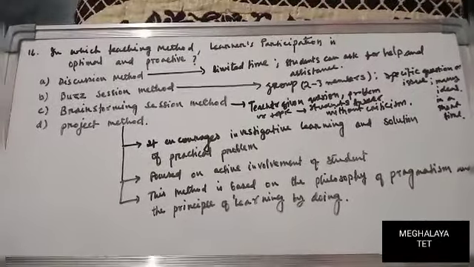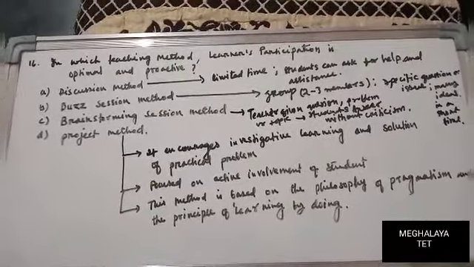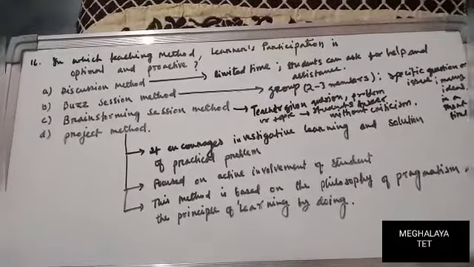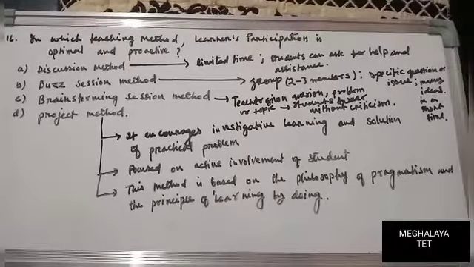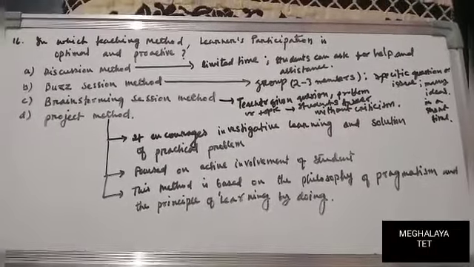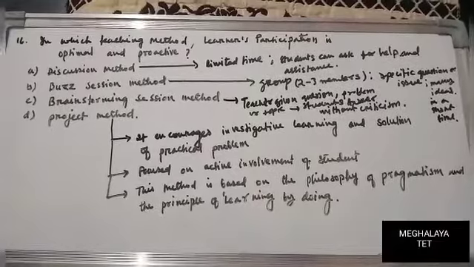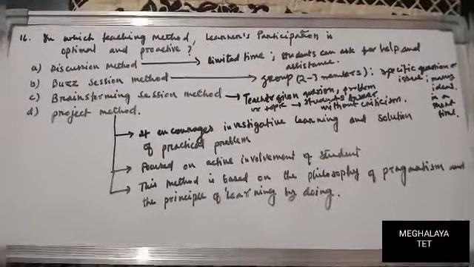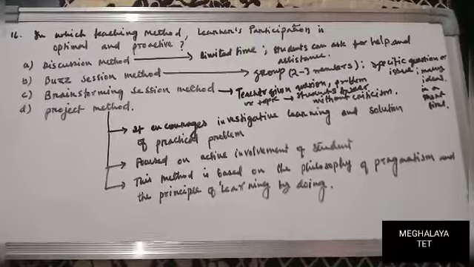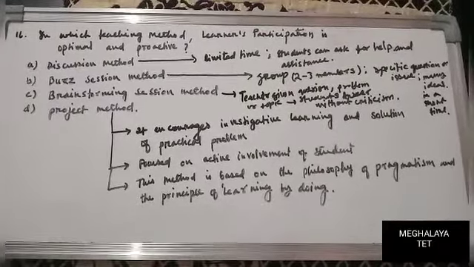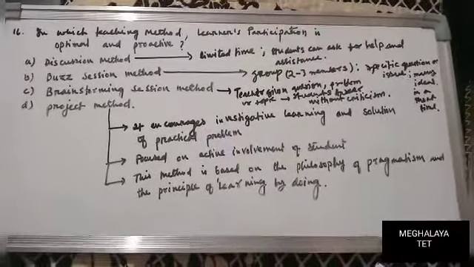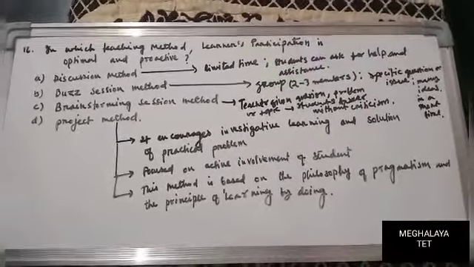So today we're going to solve 5 questions again. We will be starting from the 16th to question number 20. The first question today is: in which teaching method is learner participation optimal and proactive? They have given 4 teaching methods: discussion method, buzz session method, brainstorming session method, and project method. Out of these 4 options, which option is correct?